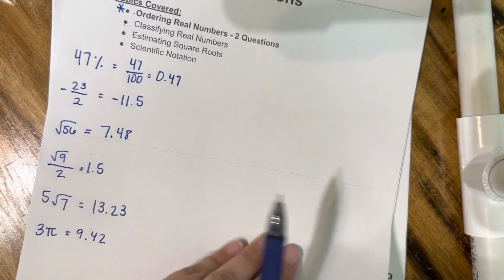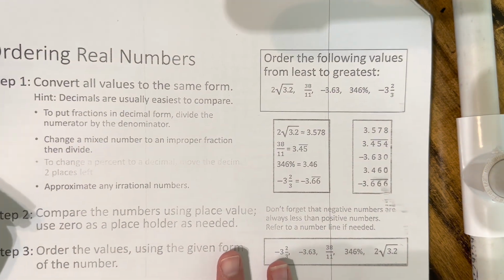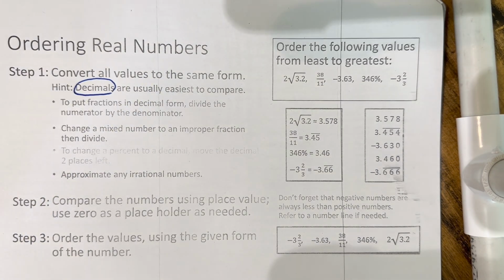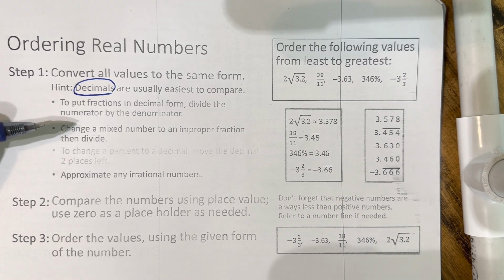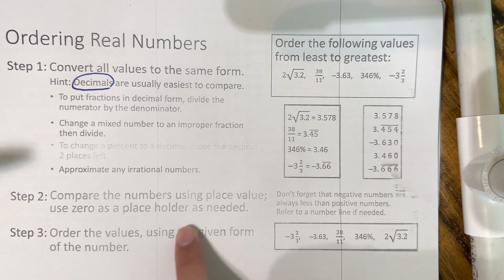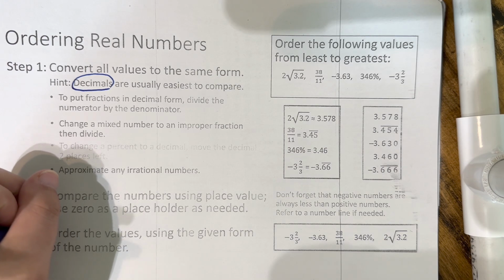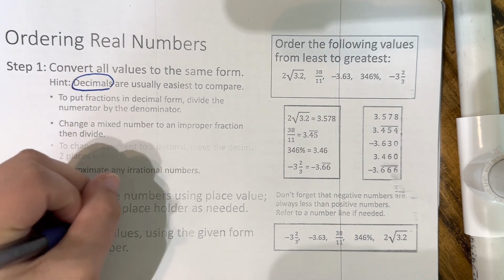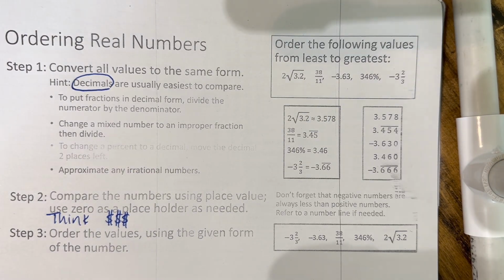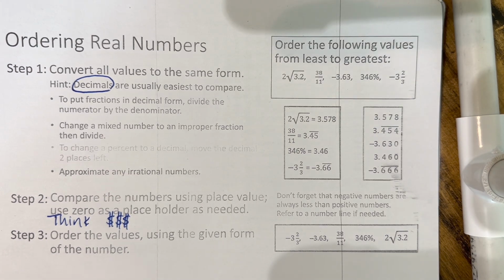So on the next page, they have some quick notes about how to order numbers. Step 1, we want to convert them all to the same form. Like I said, decimals is the way to go. Here's some steps on how to get there. They're telling you to divide, all this other stuff. Use your calculator. It's the biggest tool that you have. And then step 2 is we're going to compare them using place value. I like to say, think money, right? We want to put everything in order thinking about money. And then we're going to order the values the way that they want us to.